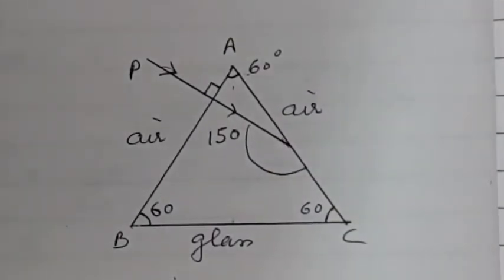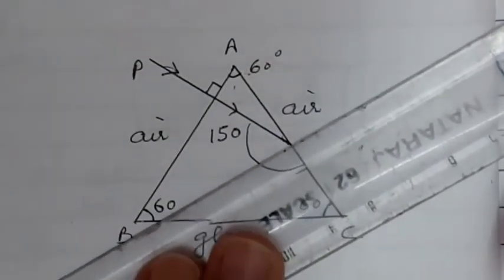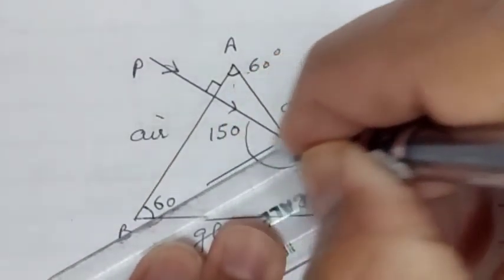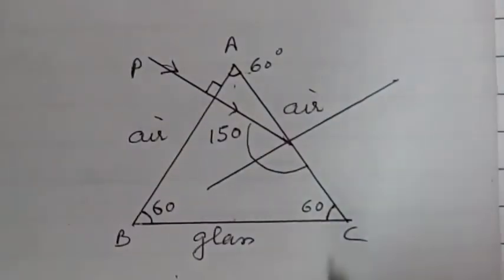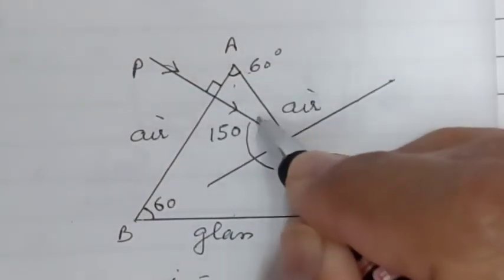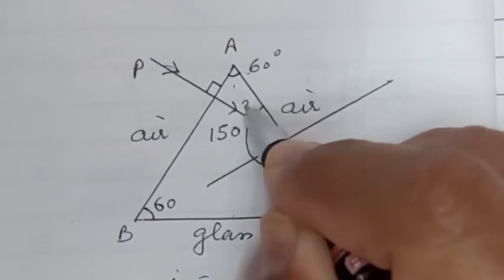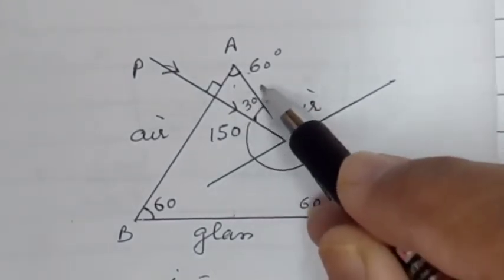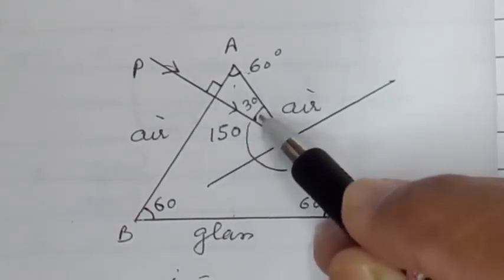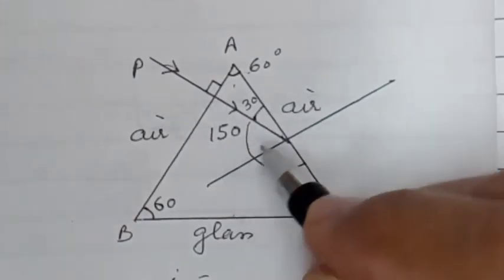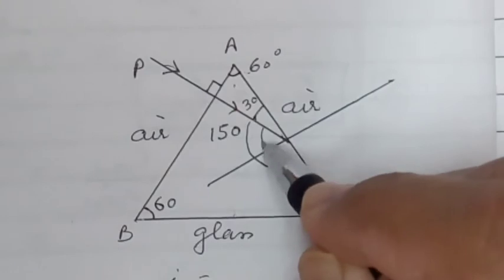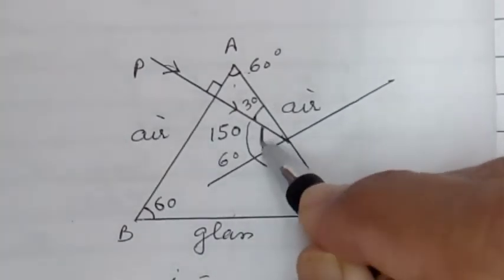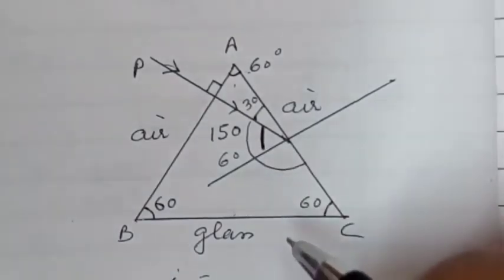Again, we draw a normal. At this point we draw a normal. Normal should look like a normal here. Now this is 60, this is 30. This whole is 90. From here to here is 90. This much is 30, so this small angle that we have over here is 60. This small angle is 60 degrees.